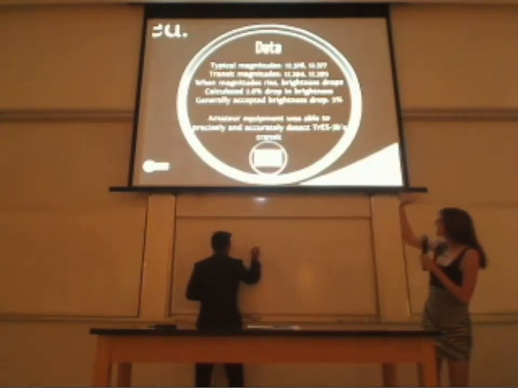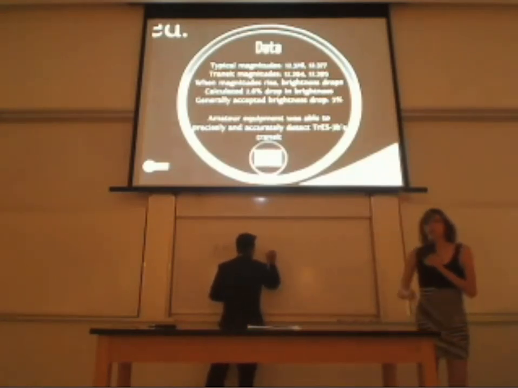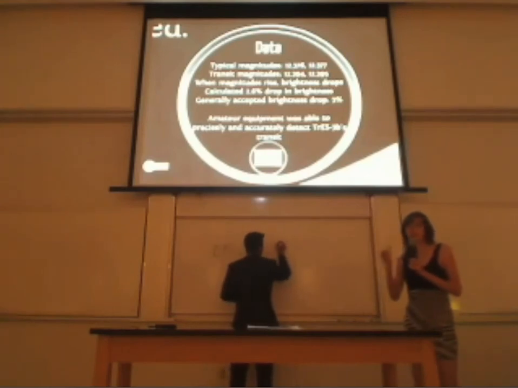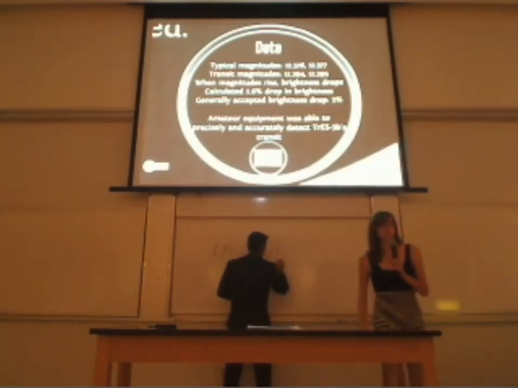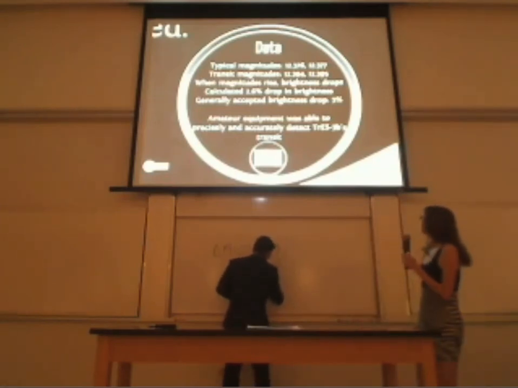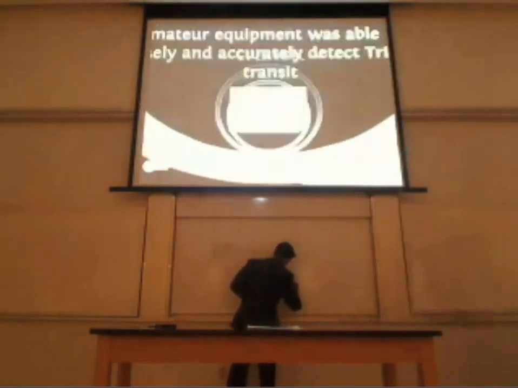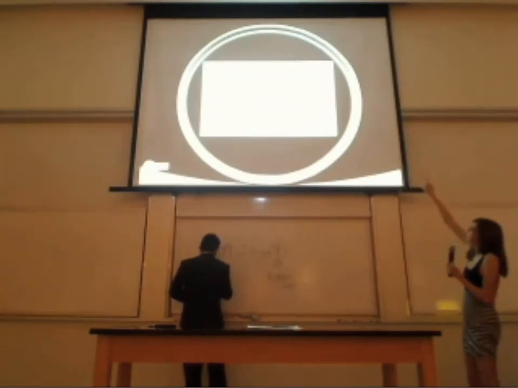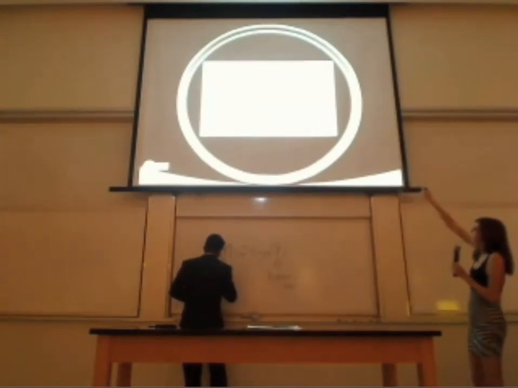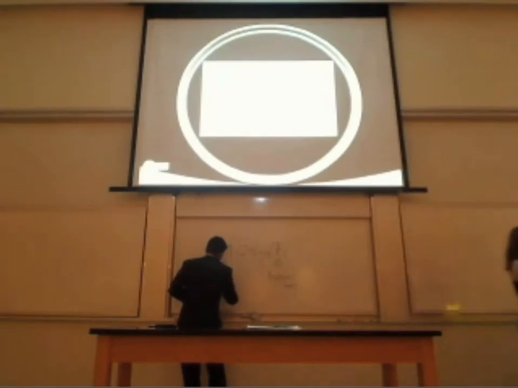But when we did that, we calculated a 2.6% drop in brightness. That is really good, because the generally accepted drop in brightness is 3%. So we came very close. Amateur equipment was able to precisely and accurately detect TrES-3b's transit. And just real fast, you can see the graph of our data, where the 100% magnitude line is at the top near those 2 dots, and the 98% line is down near the bottom.